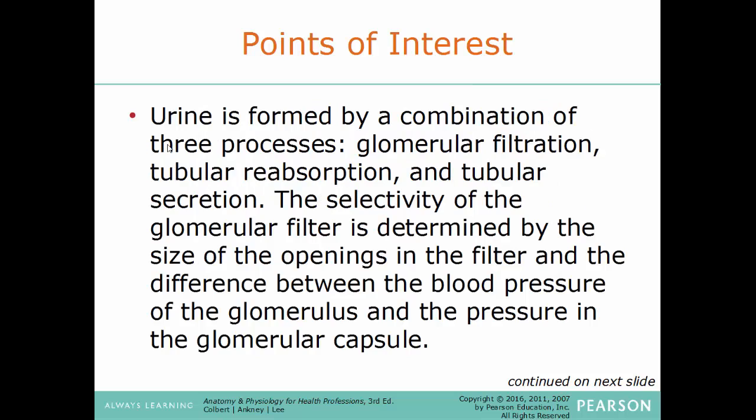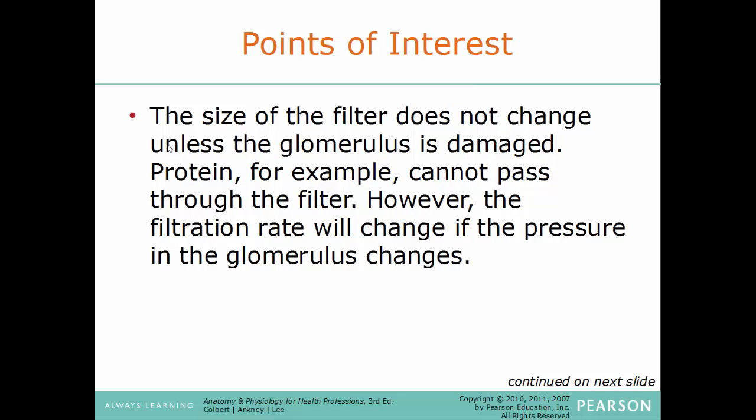Urine is formed by a combination of three different processes: glomerular filtration, tubular reabsorption, and then tubular secretion. The selectivity of the glomerular filter is determined by the size of the openings within the filter and the difference between the blood pressure of the glomerulus and the pressure in the glomerular capsule. The size of the filter does not change unless the glomerulus is damaged somehow.